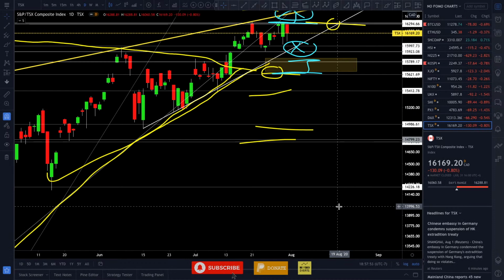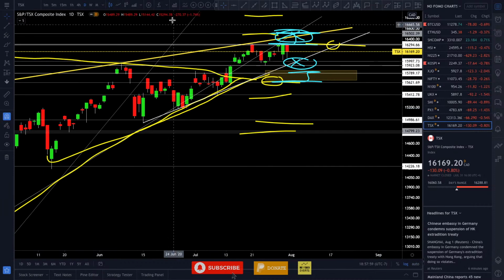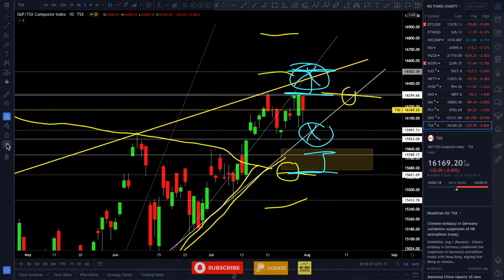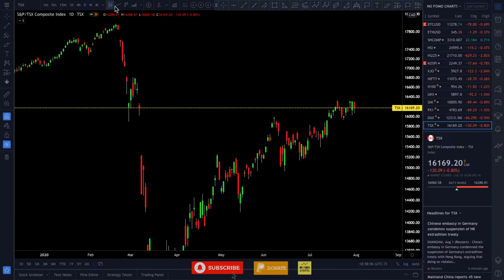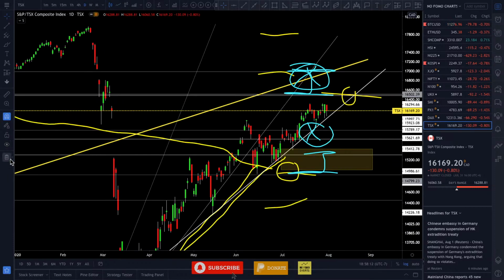Last one before we move on to crypto, TSX, the Toronto Stock Index. TSX acting more like the US stock exchange. So yeah, I know it's really messy, but here we go. What you want to watch out for is potential double top at 16,300, right? 16,300. So we'll see how this goes.